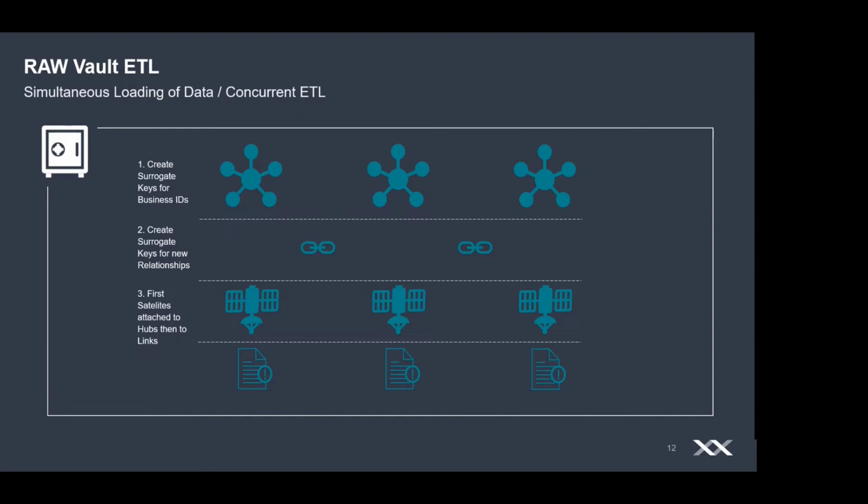Since objects in the layers are never really connected to each other, they can be loaded simultaneously, allowing for concurrent ETLs. And that's why it's also very good for large data sets, because they can be loaded in parallel and not after each other.